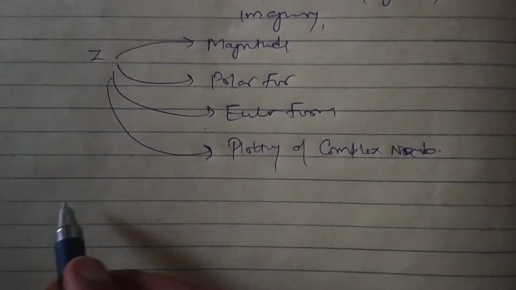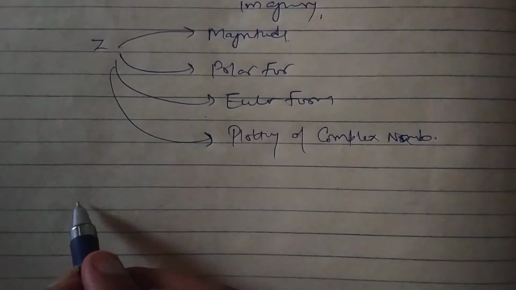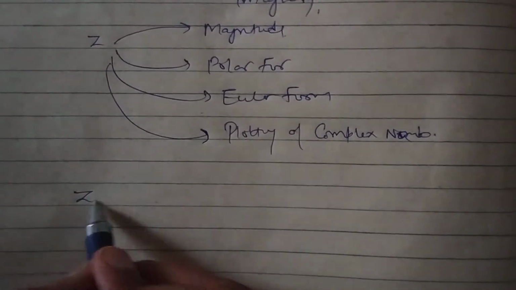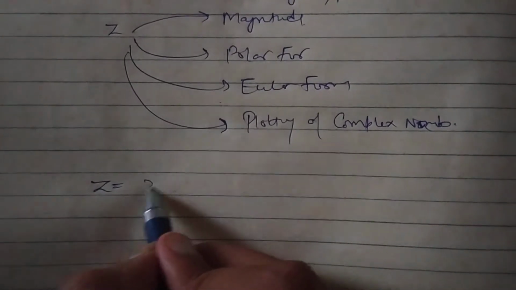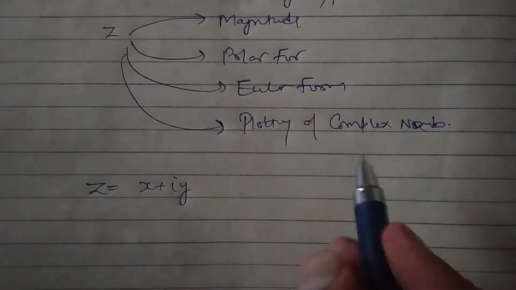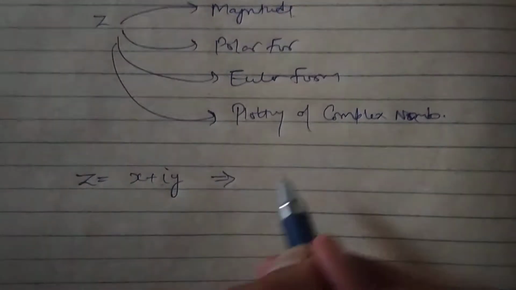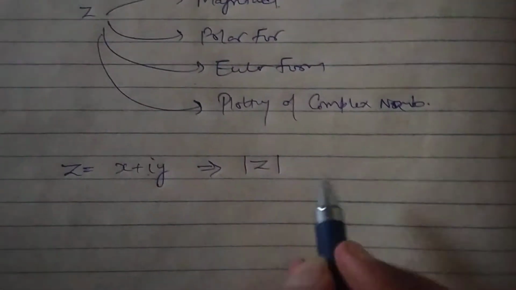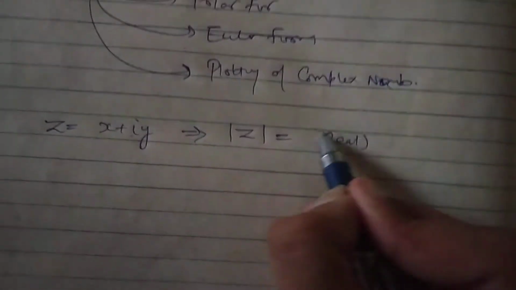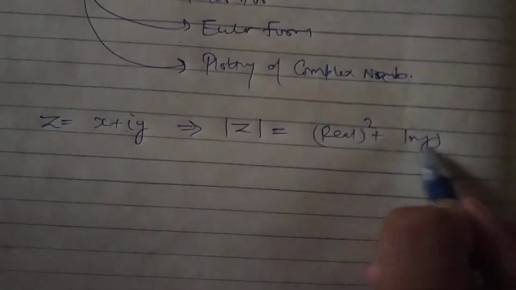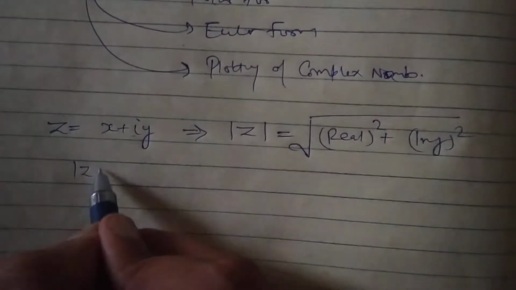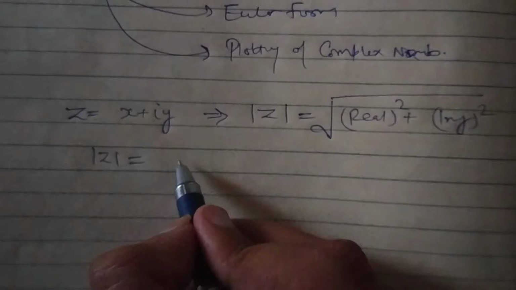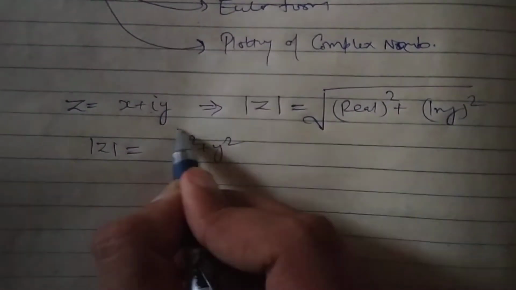So first of all, we'll learn what the magnitude is and how we calculate it. Let's say z is a complex number. We write it as x plus iota y. When we talk about the magnitude, we denote it by |z|, and we call it the modulus or magnitude. What you have to do is take the real part squared plus the imaginary part squared, and put it under a square root. So the magnitude of the complex number would be the square root of x square plus y square.